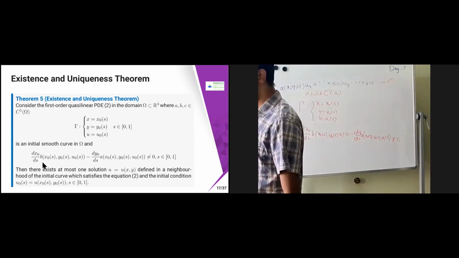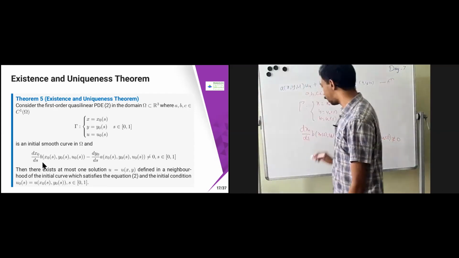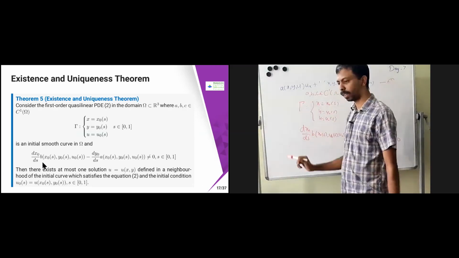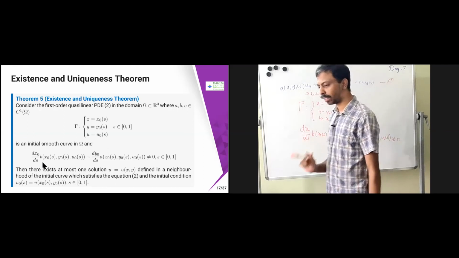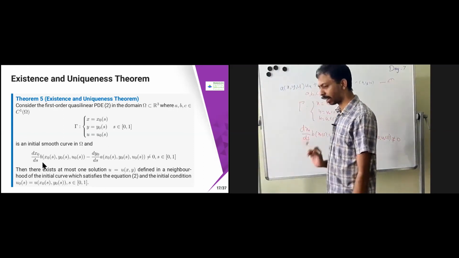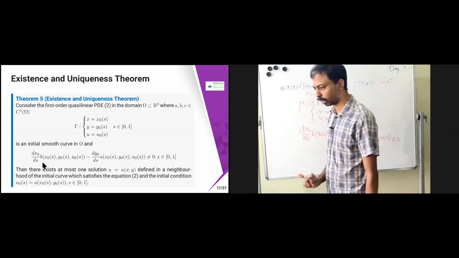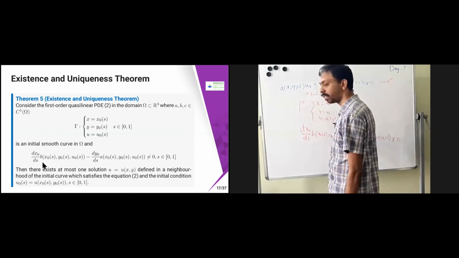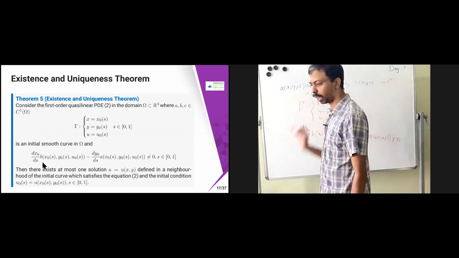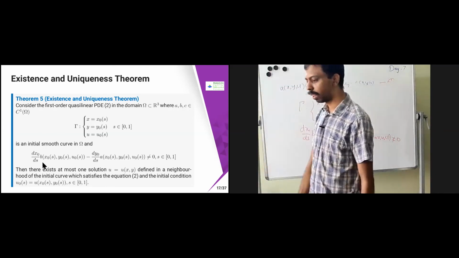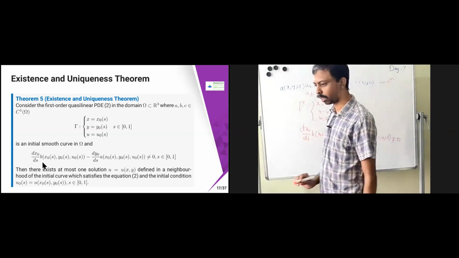So what it is saying is that if these conditions are satisfied, then there is at most one solution, u equal to u of x, y, defined in a neighborhood of the initial curve, which satisfies the equation and the initial condition. This is the theorem statement. Any confusion in this theorem?